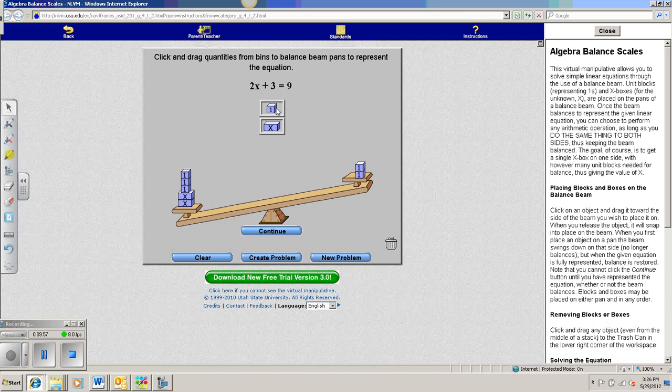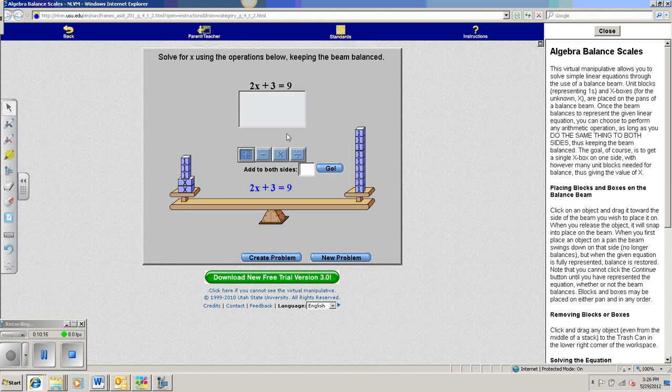So I'm dragging over 9 of these, and it should actually start getting more and more balanced as I go, but this thing isn't that sophisticated. Once I have 9 on here, pop, it'll go horizontal. Okay, so now I have to figure out what 1x is, solve what x is. So I'm going to continue on here, and what is it that I can remove to make it easier to figure out what x is?